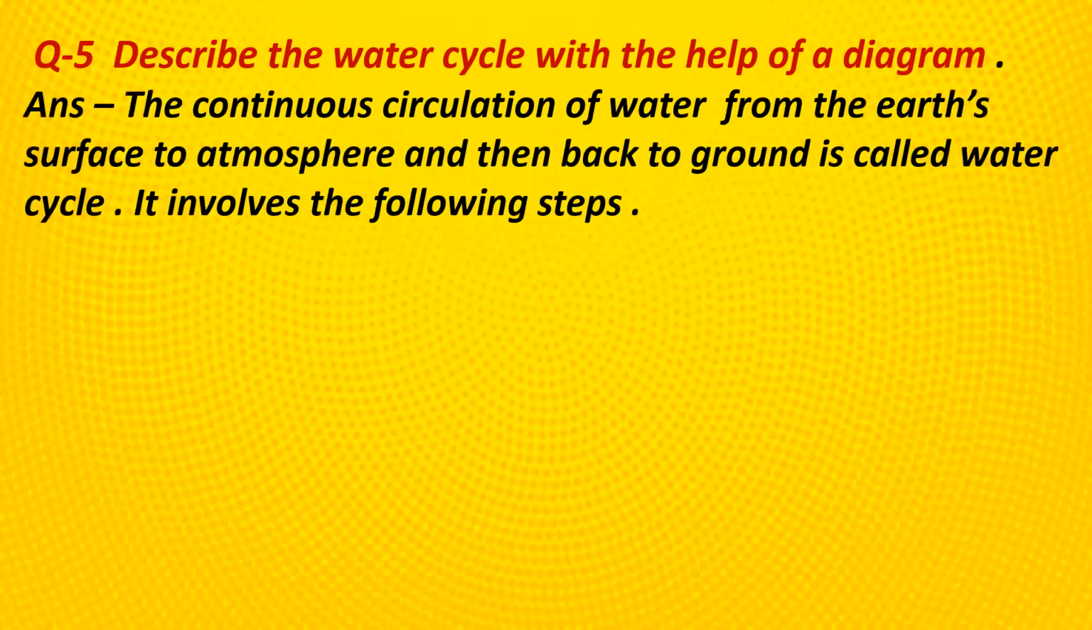Answer. What is the water cycle? The continuous circulation of water from the Earth's surface to the atmosphere and then back to the ground is called the water cycle. It involves the following steps.